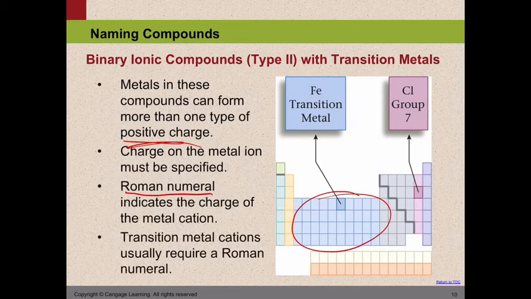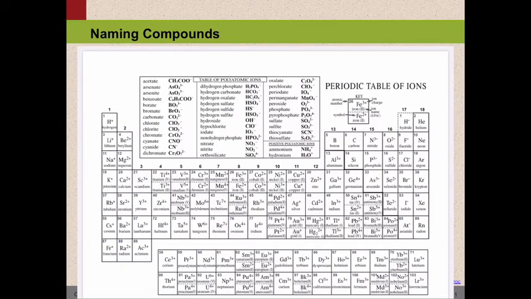So when you look at the periodic table, let's just take a look at that real quick. Here is a periodic table of ions. Everyone should have a copy of this. I gave it out to you the last day we were in class together. I have also posted it in Google Classroom under Chapter 7.